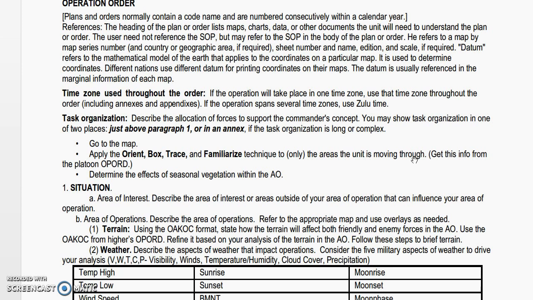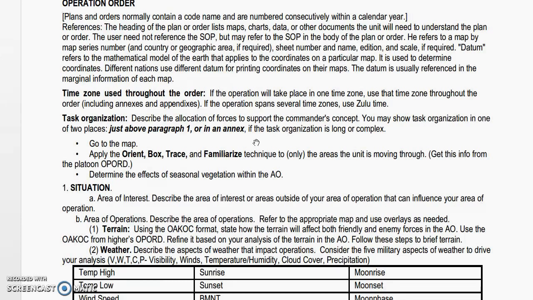The technique that you want to use when you first start out explaining the operations order is the orient, box, trace, and familiarize technique. You want to orient everybody to your map in regards to the objective and where north is, and you want to place your audience so that way they're facing toward the objective, and that you're not blocking the TMK, and you're creating the right conditions so that way people can pay attention to what you're saying and what you're trying to describe in your TMK.